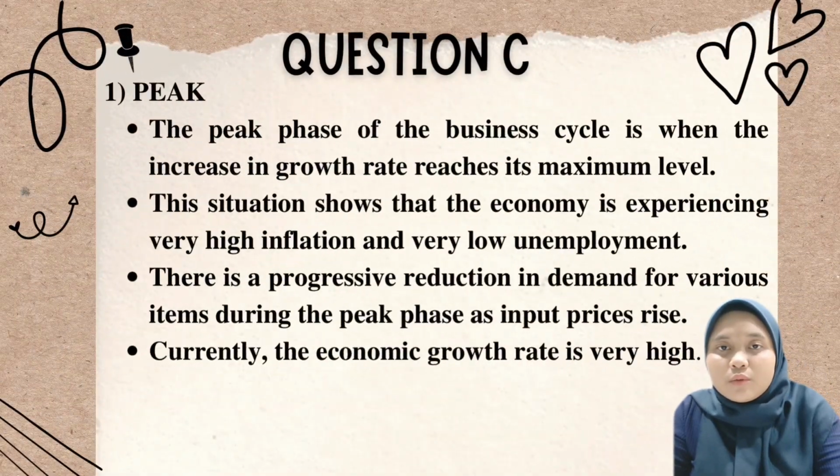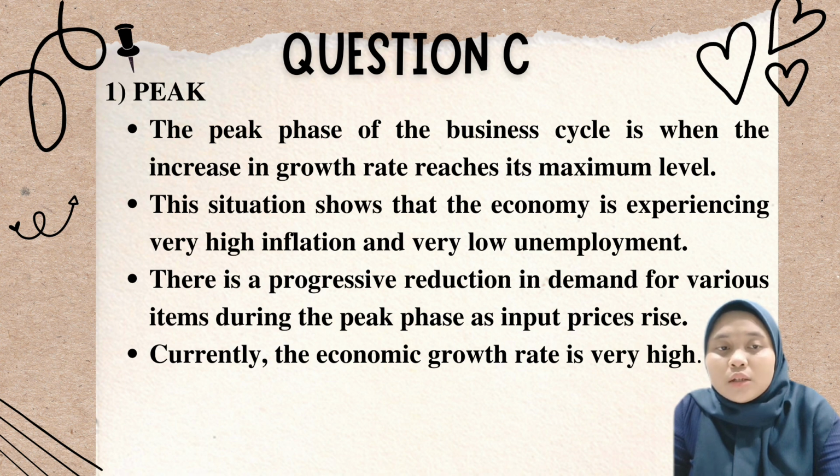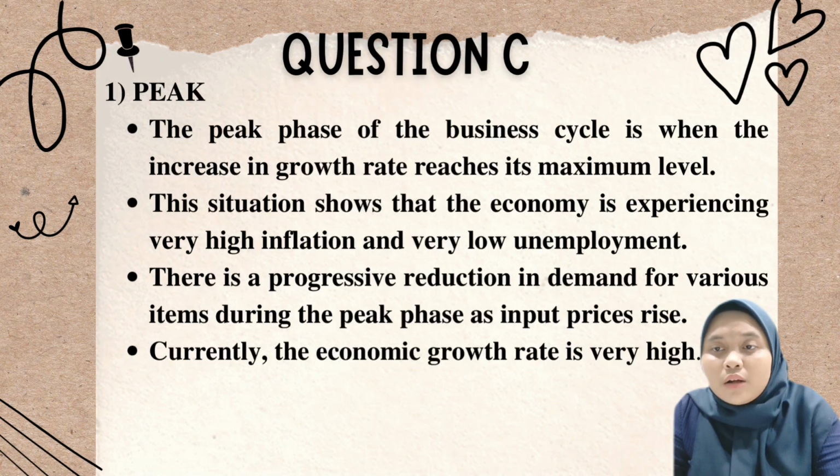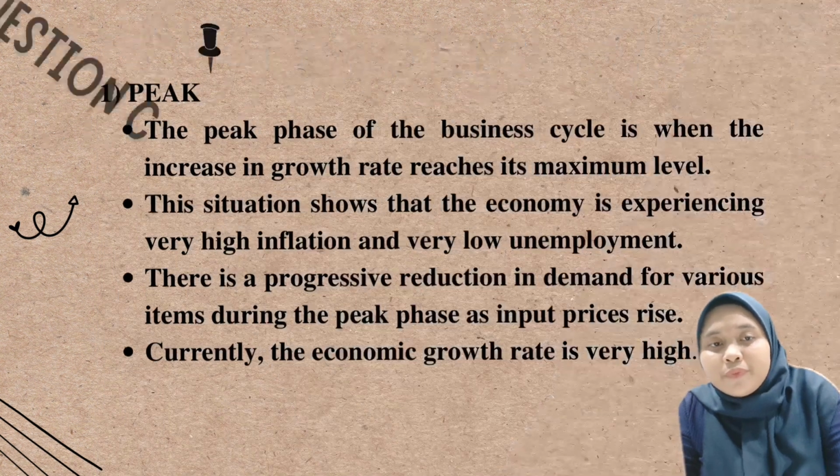Today I will present question C. First, peak. The peak phase of the business cycle is when the increase in growth rate reaches its maximum level. This situation shows that the economy is experiencing very high inflation and very low unemployment. There is a progressive reduction in demand for various items during the peak phase as input prices rise. Currently, the economic growth rate is very high.